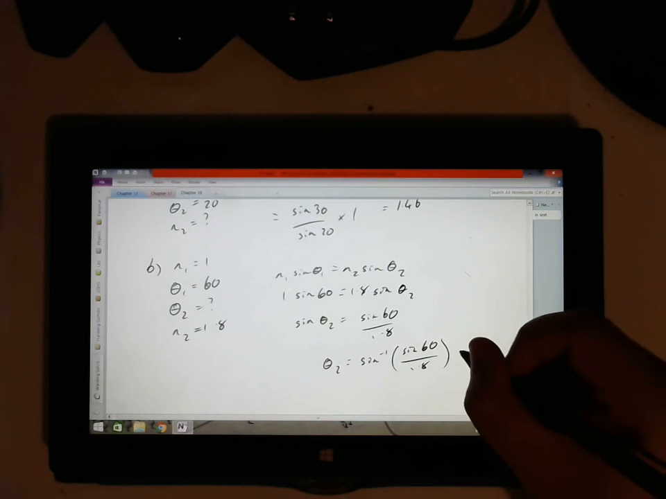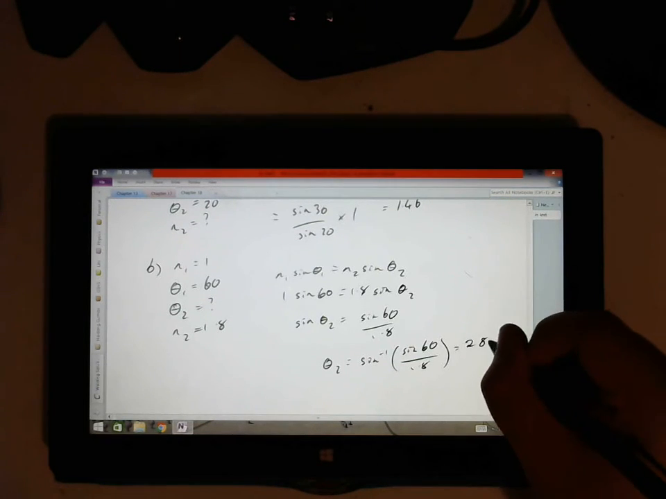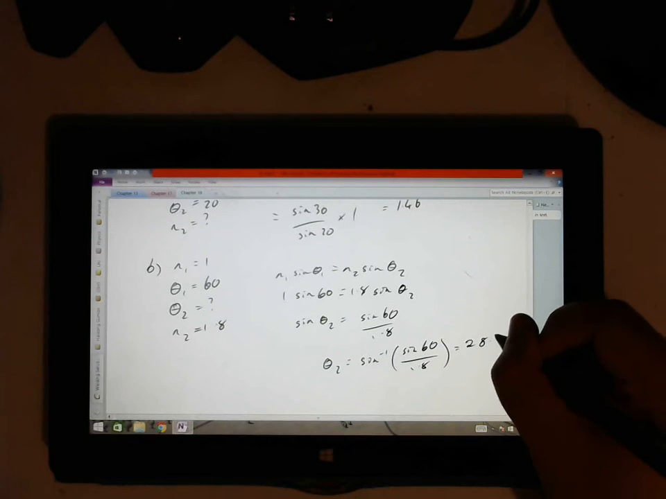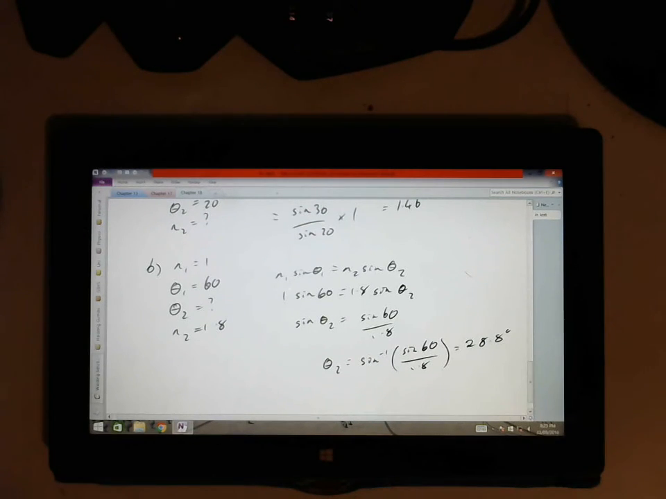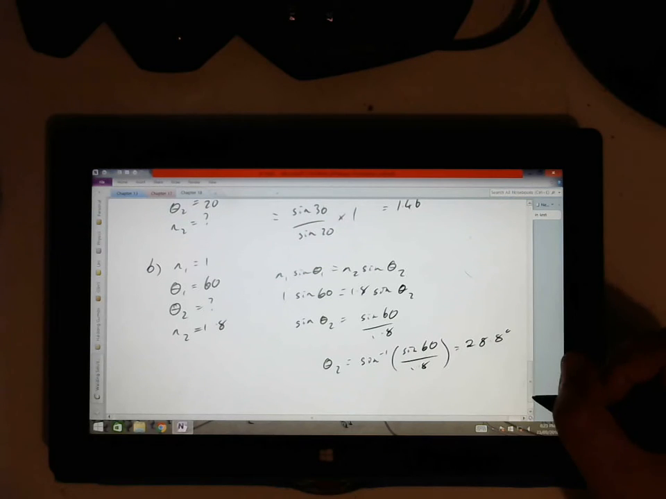We get that theta 2 equals 28.7 degrees. They have 28.7 as well. I like to put the whole thing into the calculator. It does require a bit of extra precision, and so that's within rounding errors. Don't stress about stuff like that.